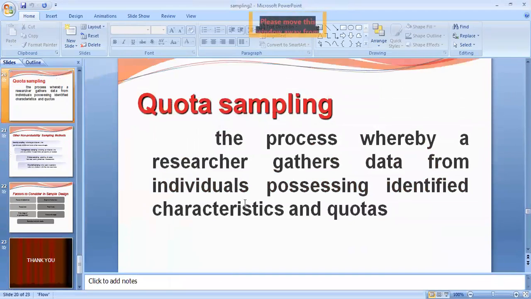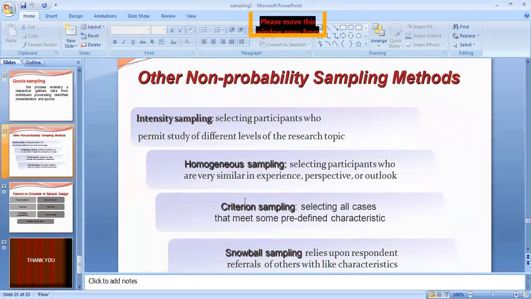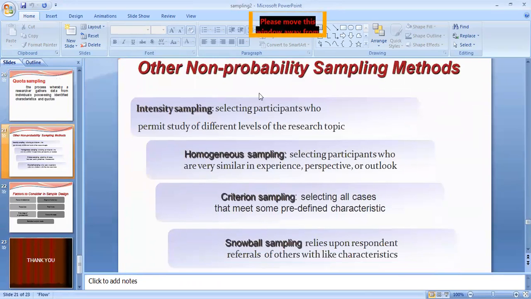Non-probability quota sampling. Other non-probability sampling methods. These are the non-probability sampling methods: intensity sampling, homogeneous sampling, criterion sampling, and snowball sampling.